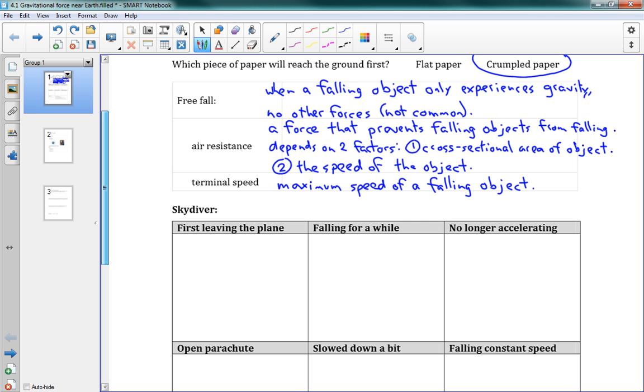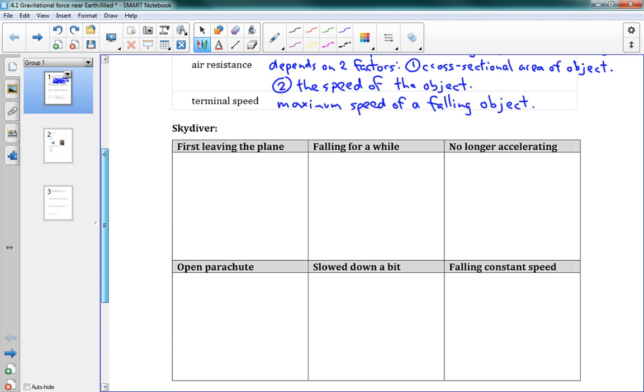We're going to look at that in the context of a skydiver. So down here, we have a few boxes, and I want to draw free body diagrams in each one of these boxes. It's going to be our skydiver, and what's happening to our skydiver. So at the start, when they just jump out of the plane, our skydiver is going to be experiencing gravity downwards, and maybe a bit of air resistance going up, something like this.